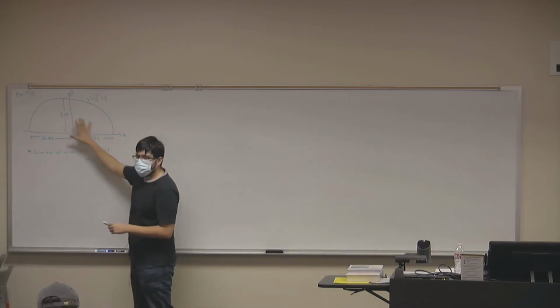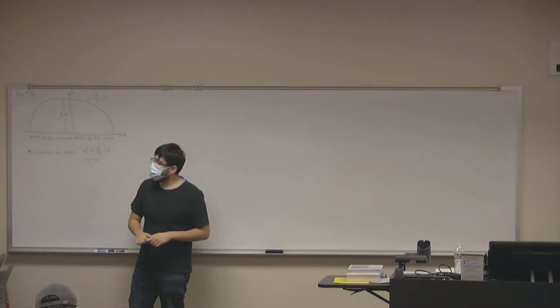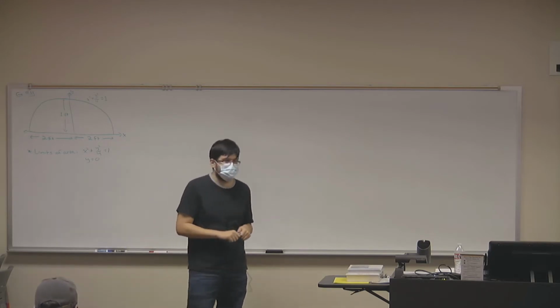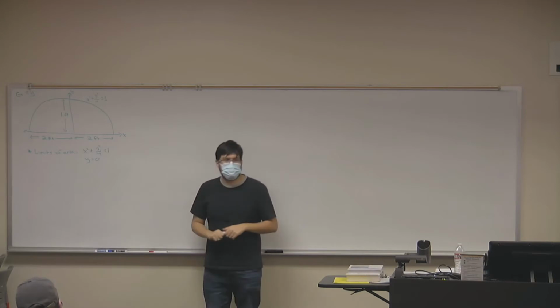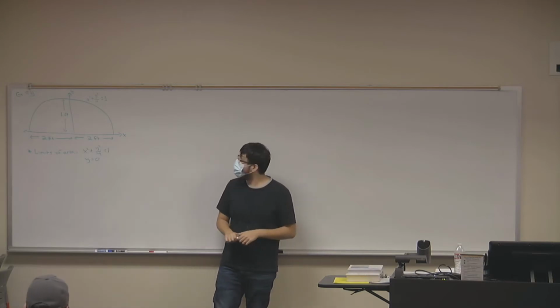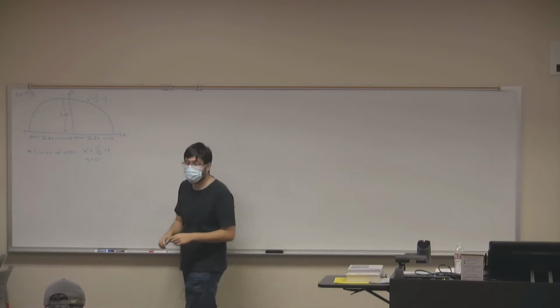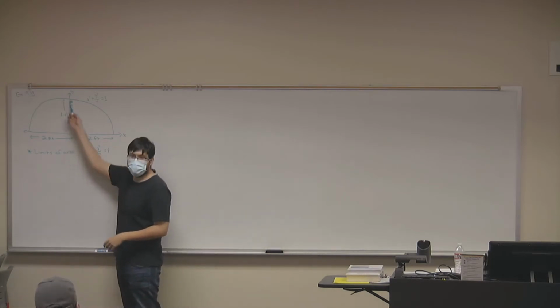Now, based on the symmetry of this shape, what do you think we can deduce about the centroid just by looking at the shape? Is there anything we know about where the centroid will be located? Yeah? Center of mass is going to be along the y-axis. Exactly, right? We know the centroid is going to be along the y-axis.